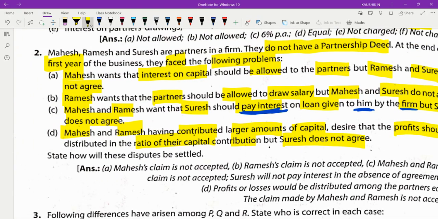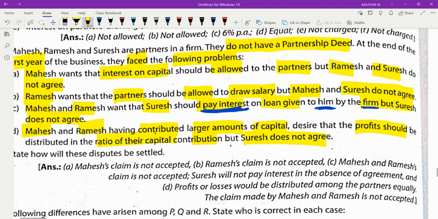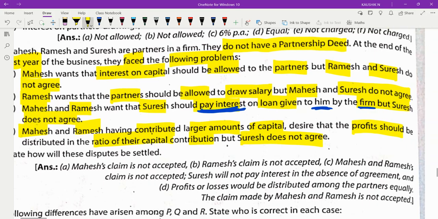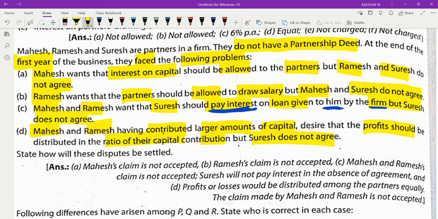Okay. So according to this, what will the answer be? They demand for capital ratio, but these two partners are strongly objecting it. So how will it be divided or distributed? How should it be distributed? The fourth one. You don't have a partnership deed. You are claiming for distribution of profits. How should it be done?